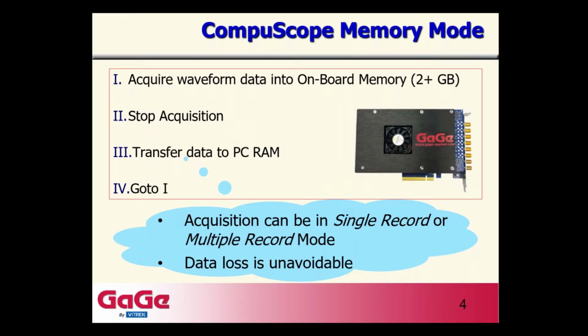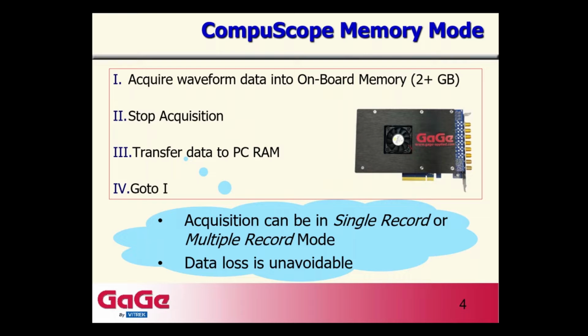At that point, you had to stop the acquisition and then transfer the data to PC RAM where it could be used. While the data are captured into the card's onboard memory, it can't really be used the way data can be, to manipulate in Excel or plot or whatever. For that, it has to be transferred to PC RAM. Now, during that transfer, we're blind. The card is unable to acquire waveforms while it's transferring data in memory mode.